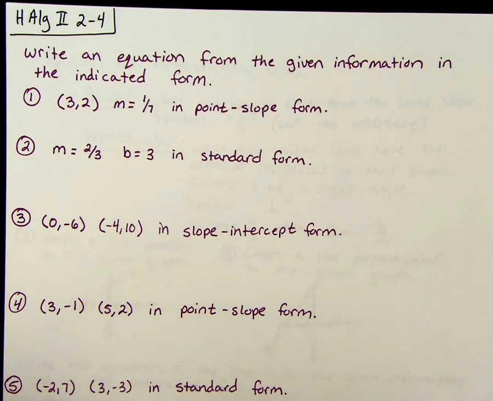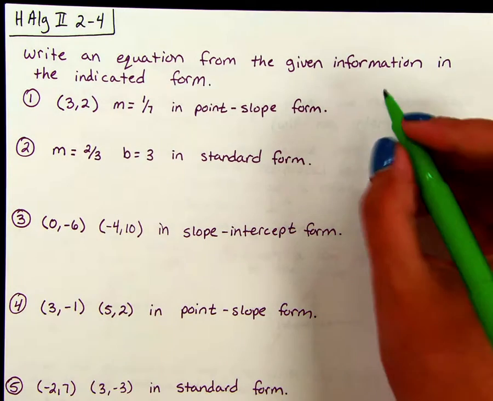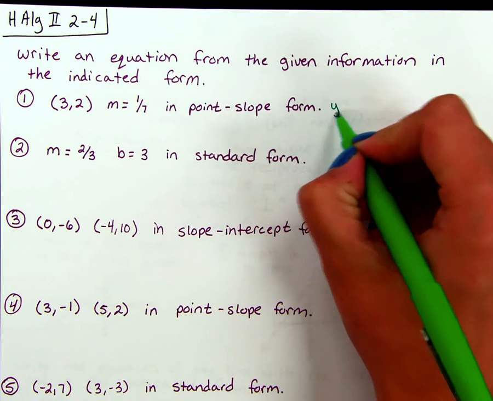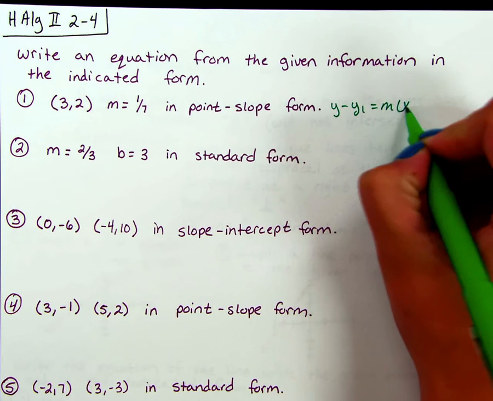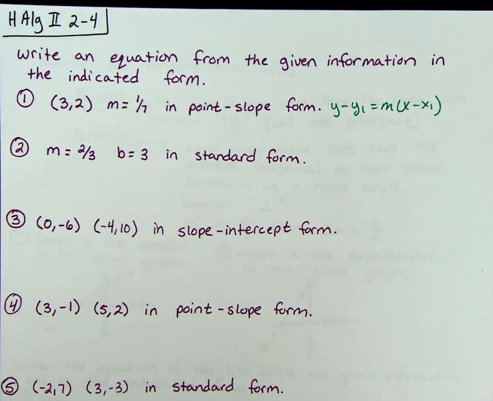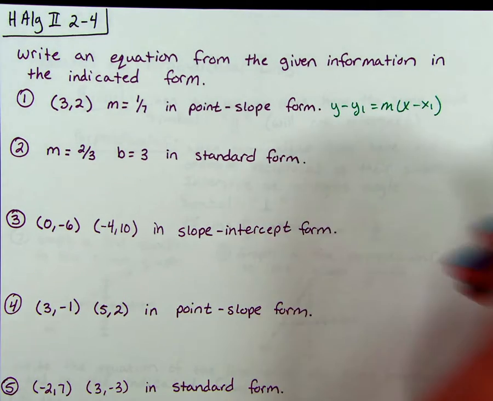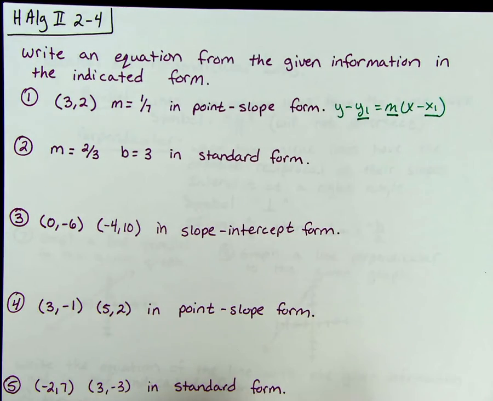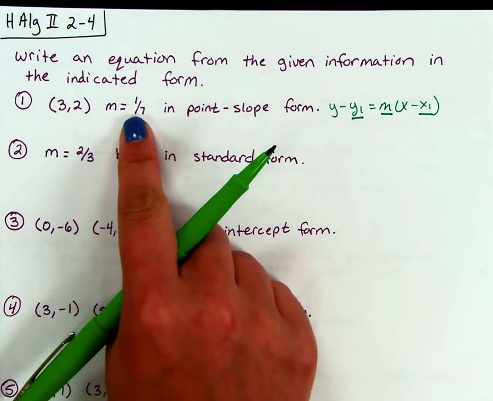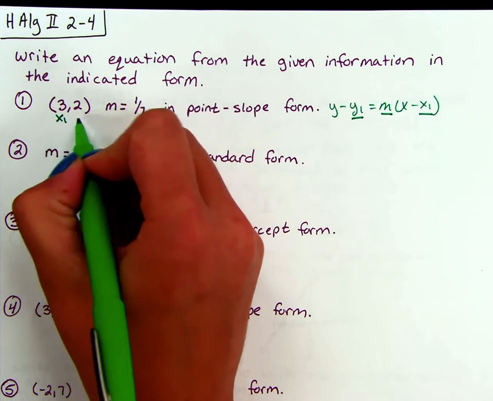So now we just have to remember what that form is. Point slope form is when we have y minus y1 equals slope times x minus x1. So that's our point slope form. Again, we're substituting into the y1, the x1, and the m. Okay, so here we have our m. The 3 is the x1, 2 is y1.